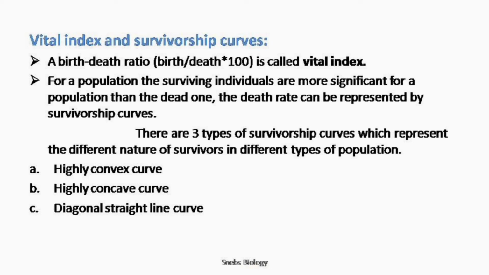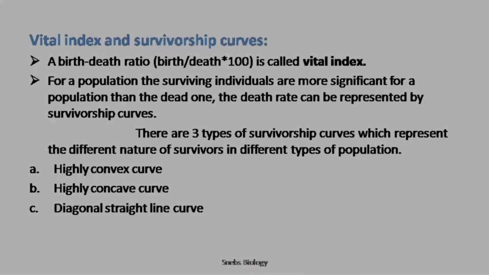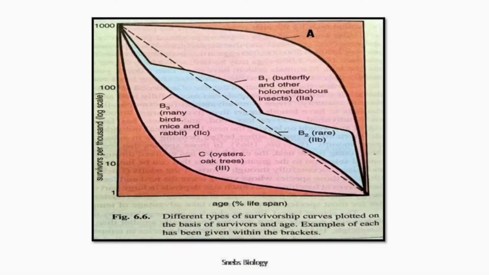The first type is the highly convex curve. Curve A is the characteristic of species in which the population mortality rate is low until near the end of lifespan under ideal environmental conditions. Thus, all the members born at the same time live out their full physiological lifespan and all die at about the same time. For example, many species of animals such as deer, mountain sheep and modern man show this type of curve. And the second type is diagonal curves.